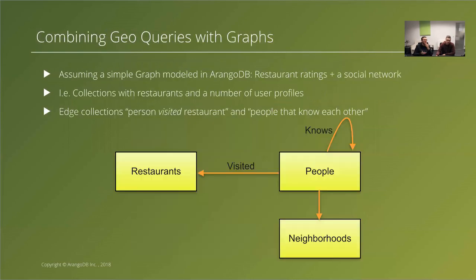Anyway, the next thing. Now I'm going to show you some combined queries, right? We talked about multimodal in the beginning, and it's really all about the multimodal approach where you can combine graph queries or complex joins or whatever, and then do a geo query with that data. So we have a simple graph here. The original data just contained neighborhoods and restaurants. Now we add people to that, and we add edge collections to that. So now we have people that visited restaurants, people that know each other in a simple social network, and neighborhoods and people that live in neighborhoods, all connected via simple edge collections in ArangoDB.